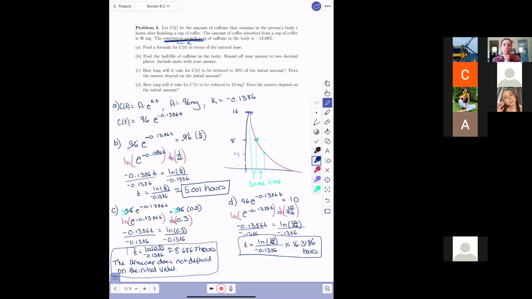Good. Now, does finding this value depend on the initial amount? Yes, it does. Good. So the answer depends on the initial amount. Any questions there?